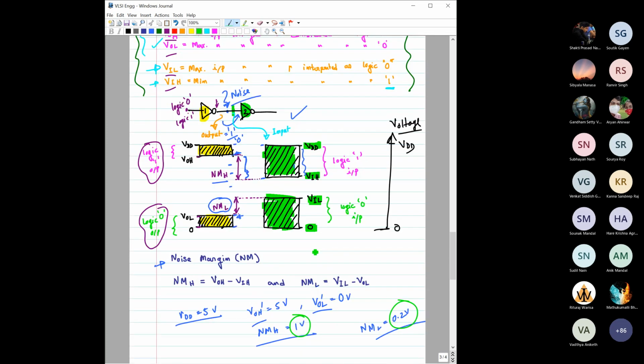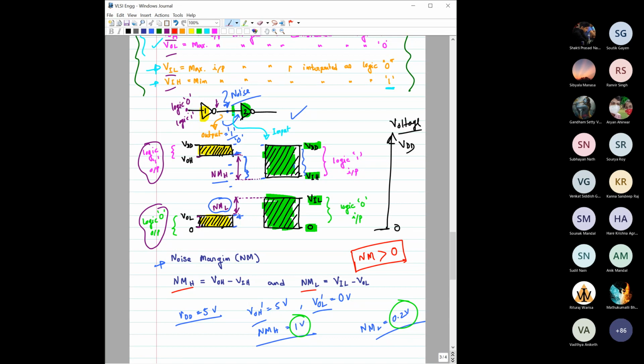And one more thing, you mentioned this. Then this noise margin should be greater than 0 if we define noise margin like this.